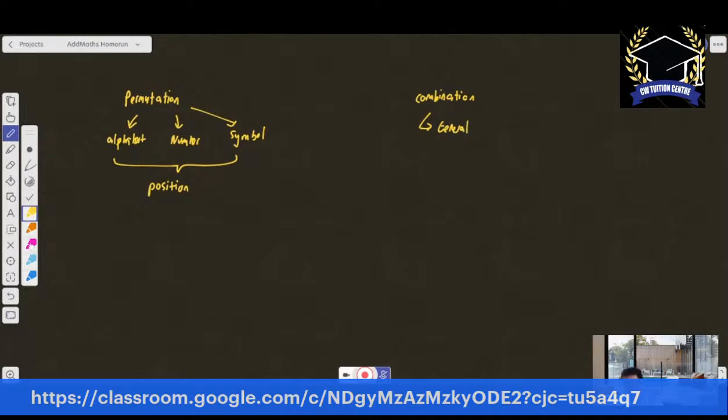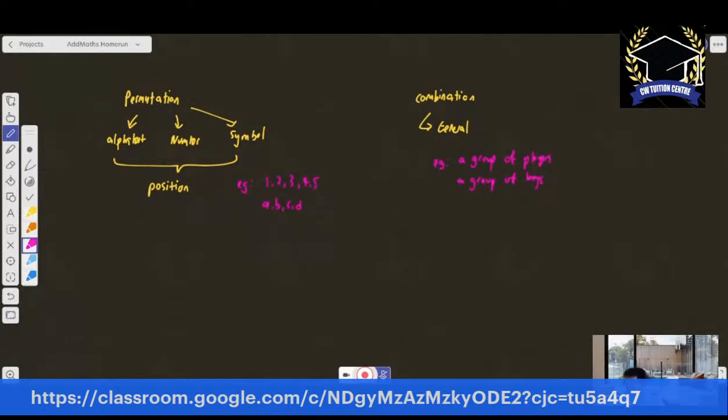Now, let me give some example. Maybe we say 1, 2, 3, 4, 5, then we use permutation. Numbering, alphabet, A, B, C, D, then we use permutation. But combination, we can say is a group of players, then we use combination. Or maybe a group of boys. We didn't know who is the boy, but a group of boys, just very general.